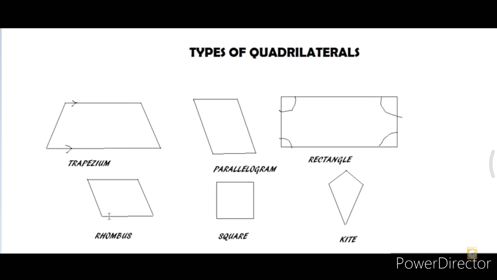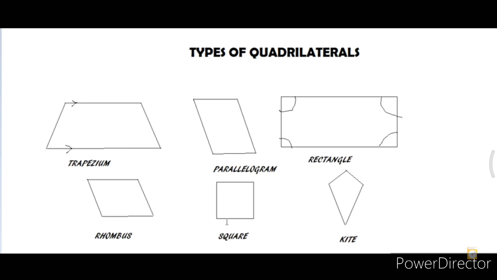Now let's come to our next figure, which is a rhombus. A rhombus is a quadrilateral which is actually also a parallelogram. The more special feature of a rhombus is that all of its sides are equal. So here you see all these sides are equal in length. This is a rhombus.